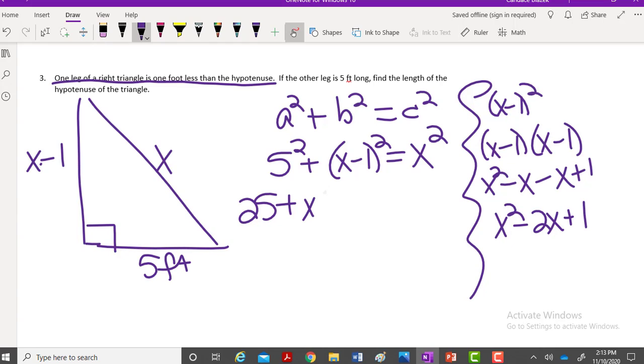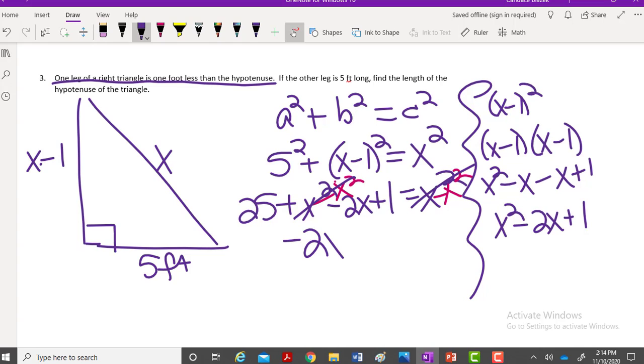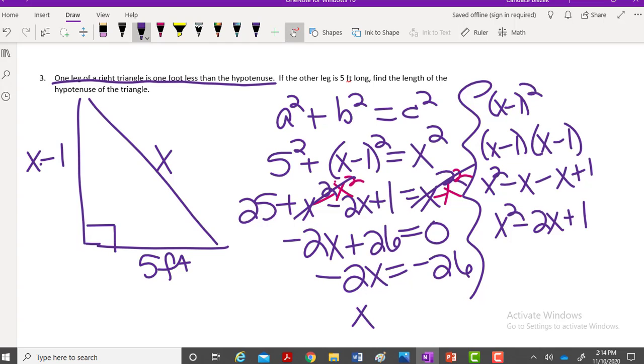So I'm going to go ahead and put in x squared minus 2x plus 1, and it is equal to x squared. It's not simplified, but we did get rid of the parentheses, and I'm going to combine like terms. I'm also going to subtract this x squared from both sides, and in doing that, it cancels off. So we end up with negative 2x plus 26 is equal to 0. Minus 2x is equal to negative 26, and if you divide both sides by negative 2, x is equal to 13.